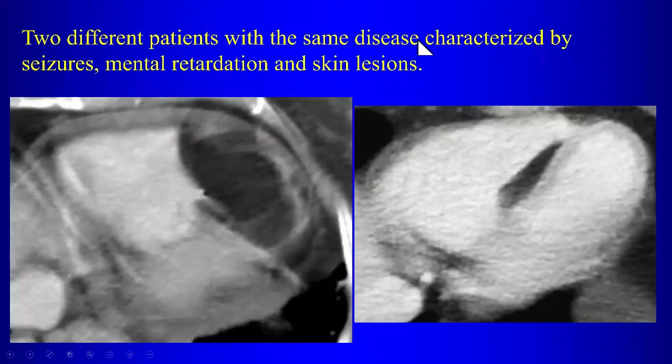Now, this is kind of a companion case to that. These are two different patients with the same disease, and the disease is characterized by seizures, mental retardation, and skin lesions. So what is the disease? Yeah, again, it's tuberous sclerosis, right.